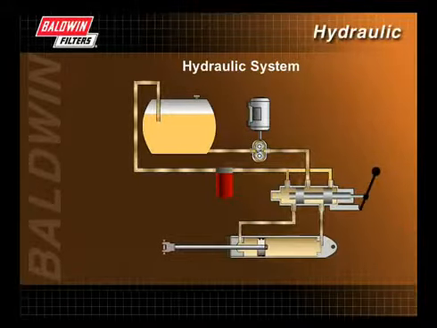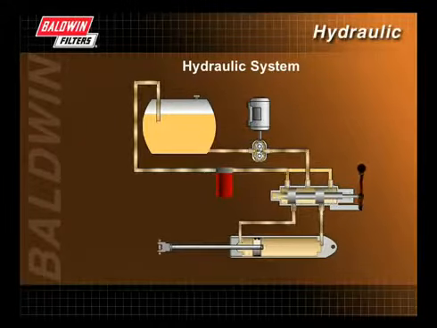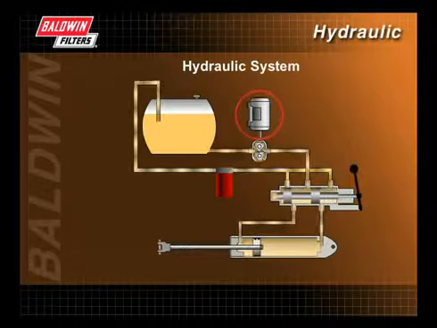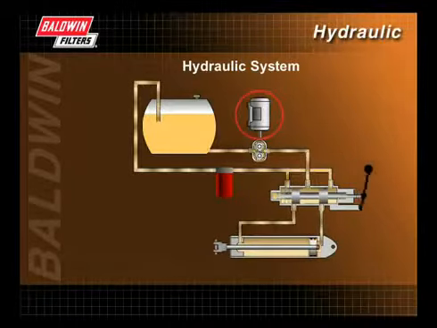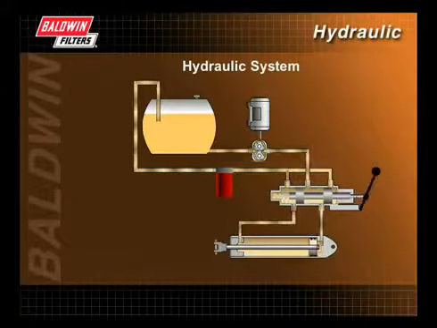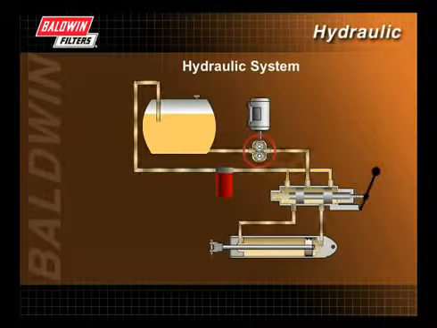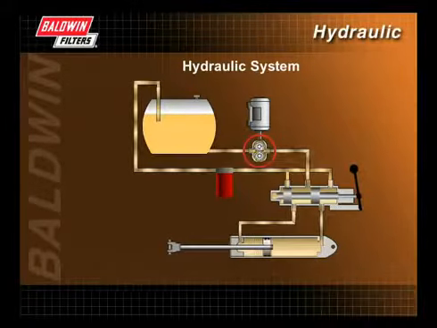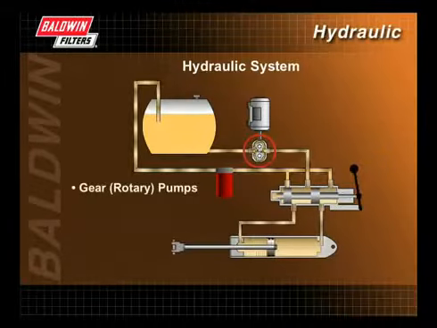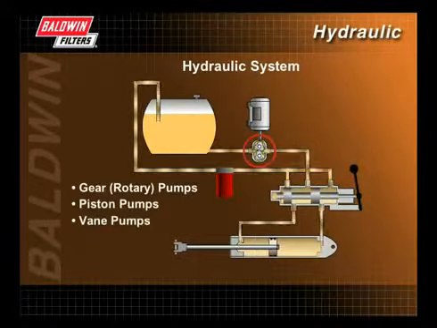Hydraulic systems do not generate power, they transfer energy. Every hydraulic circuit requires a power source, such as an engine or electric motor. In hydraulic terminology, this source is known as a prime mover. Power from the prime mover is introduced into the circuit by the input component, usually a pump. There are three basic types of pumps used on hydraulic equipment: gear or rotary pumps, piston pumps, and vane pumps.